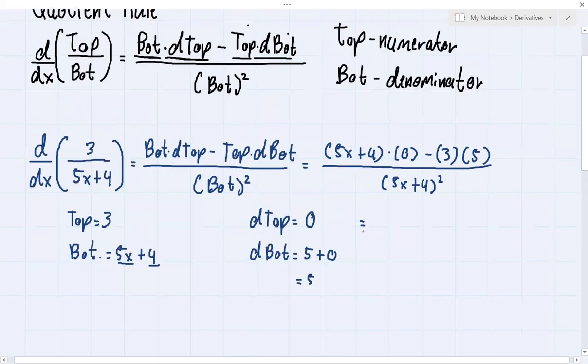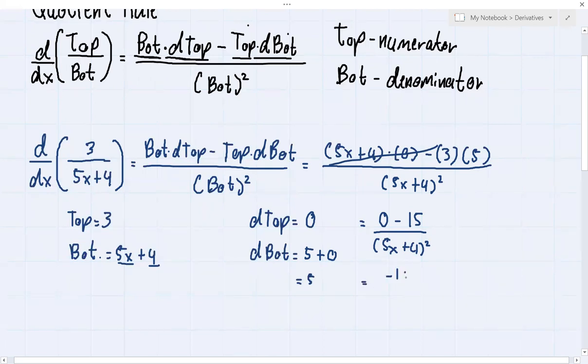Okay? So now, let's simplify. 5x plus 4 times 0, makakancel ito, kasi anything that you're going to multiply by 0 is 0. So magiging 0 na ito. Okay? Minus 3 times 5, 15. All over the square of 5x plus 4, magiging the square of 5x plus 4 na lang siya. Like, ganyan na lang siya. Unless gusto mo siyang i-expand, there's no problem for me. But for me, I think that's better if it's simplified. Kumbaga, wag mo na siyang i-expand. Ganyan na lang siya.